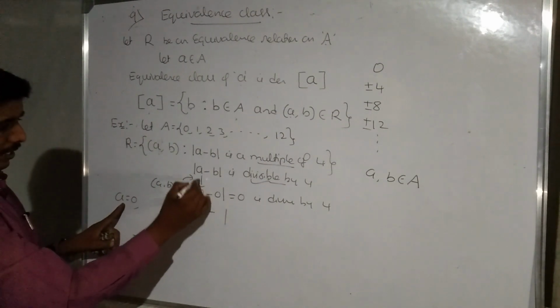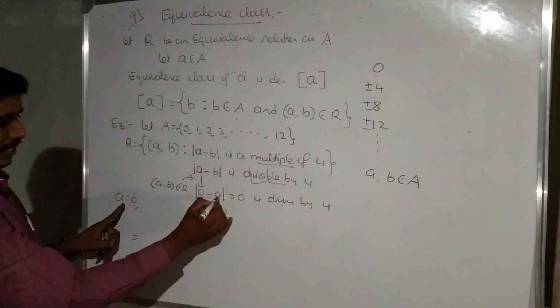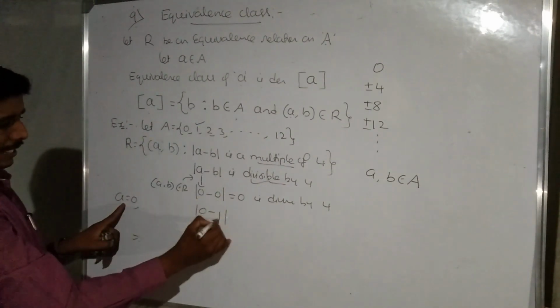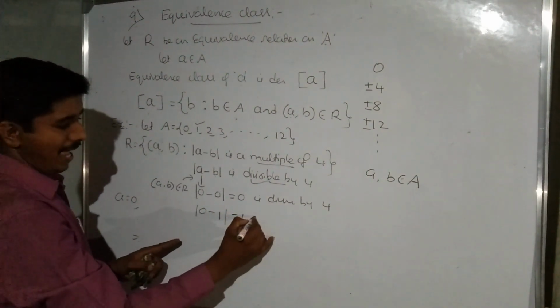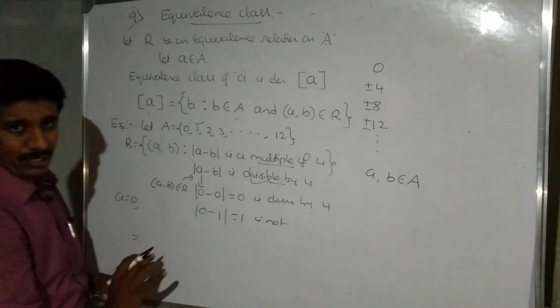Here A equal to 0. A value 0. B value, different elements, I am taking 0. Next element here 1, I am taking 0 minus 1, minus 1. Modulus of minus 1, plus 1. 1 is not divisible by 4.